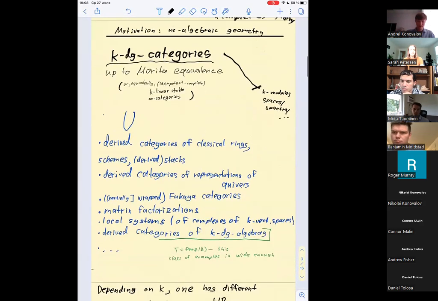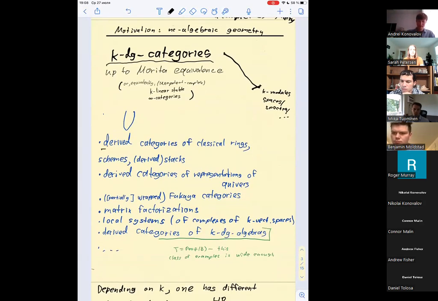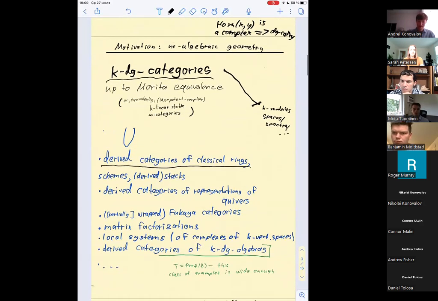So, let me just say some examples of dg categories. You can consider derived categories of classical rings. You can consider derived categories of schemes, stacks, derived stacks, and so on, or categories of perfect complexes in them. So, for example, you have categories like Perf A for a classical algebra A, which lives inside all A-modules. And basically, this category contains a lot of information about your ring, which you start from.